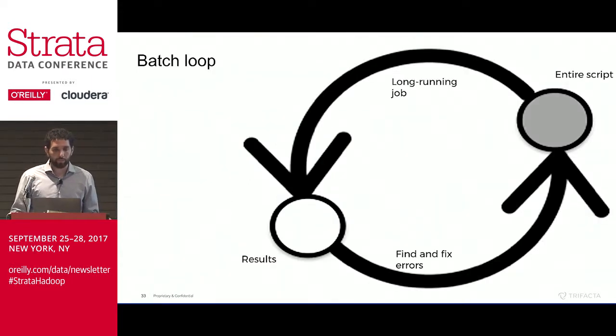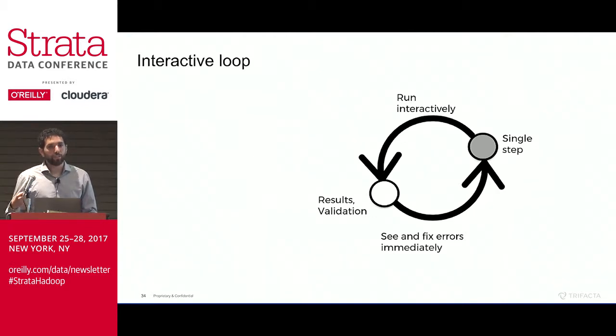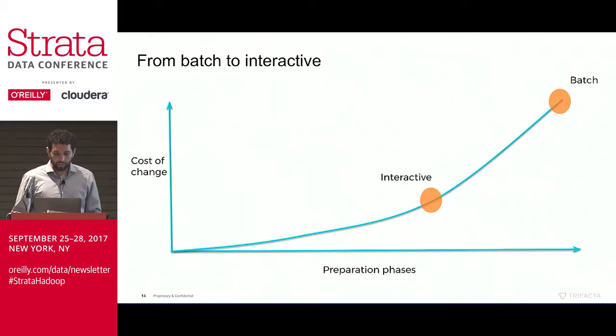So the idea is to go from this batch loop to a much shorter loop where, instead of working over a full script, you work step by step. You run your logic interactively, hopefully get some nice validation immediately, and then you can fix those errors immediately on the spot as you're going. And the idea here is that we can move you down this curve from a batch process to an interactive process, and you get that smaller cost of change in the loop.